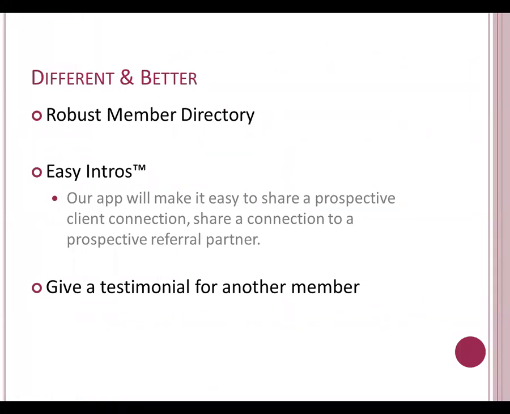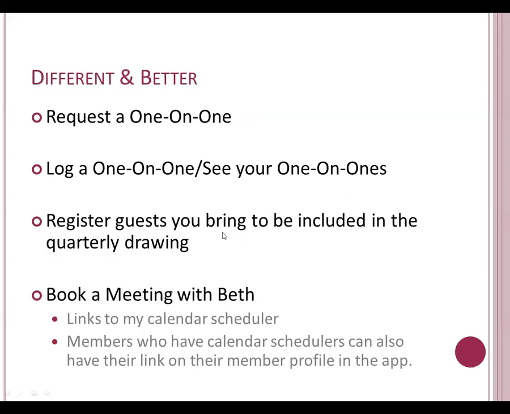There'll be a robust member directory, easy introductions. You'll be able to give a testimonial for another member. You'll be able to request a one-on-one, log a one-on-one, and as long as you log your one-on-one through the app, you'll be able to track and see the one-on-ones that you've completed. You can register your guests that you bring to your chapter meetings so that you're included in the quarterly drawing. You can also book a meeting with me through my calendar scheduling link directly through the app.